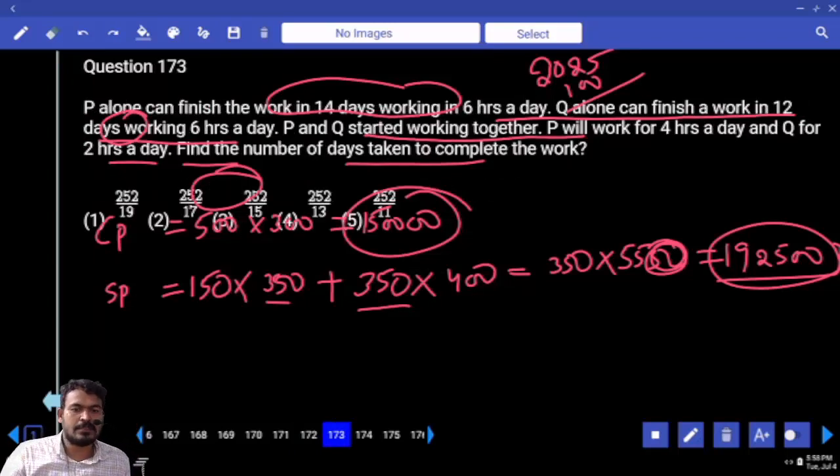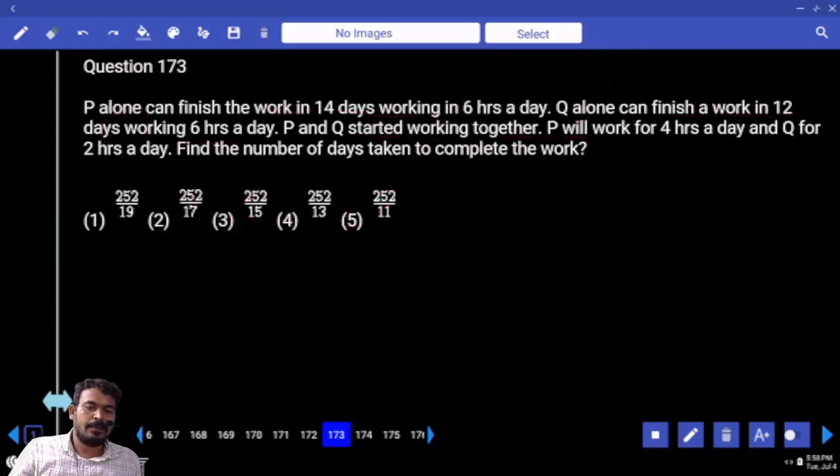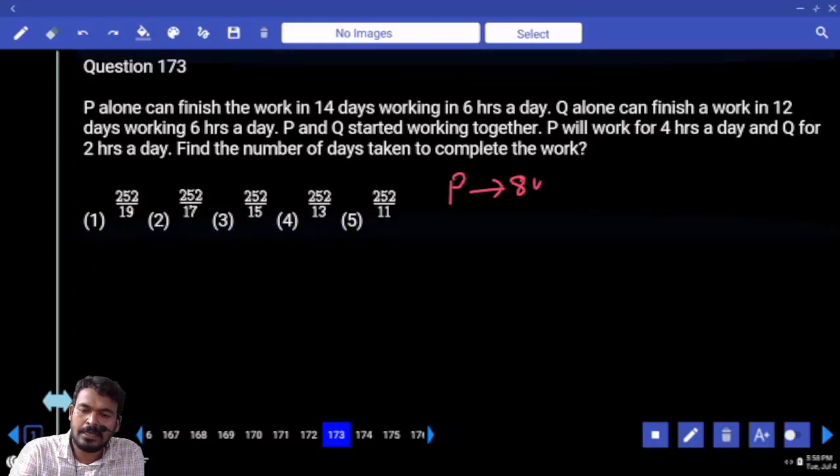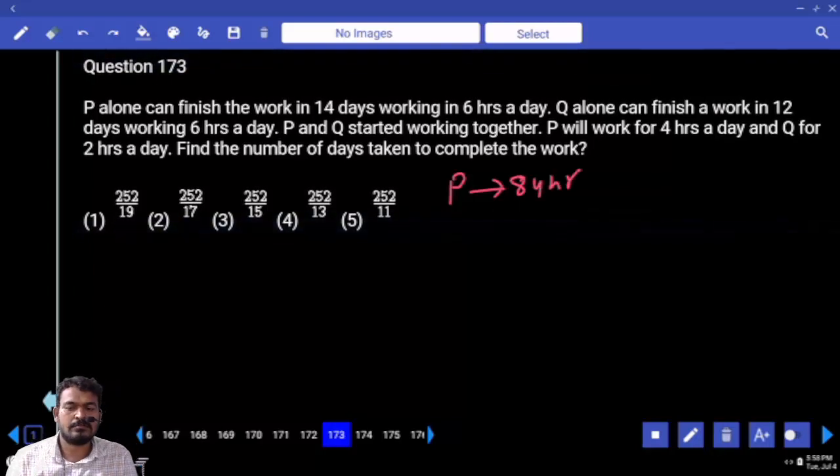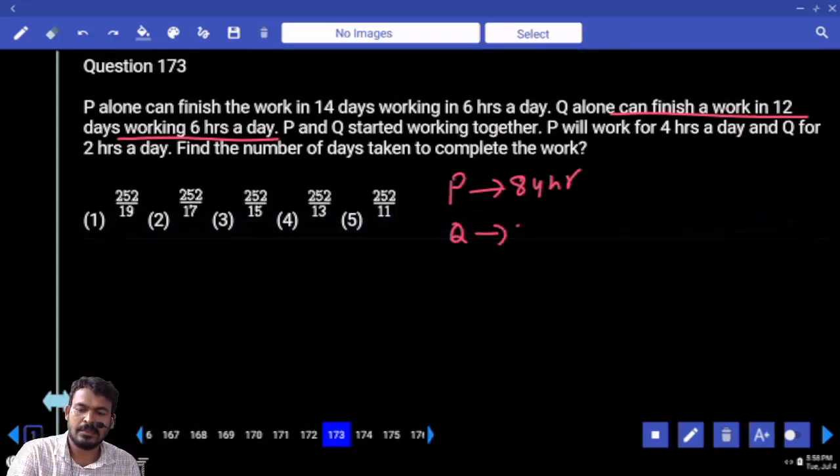Next question number 173. P alone can finish the work in how many days? 14 days, working 6 hours a day. Means what is the P total time? 84 hours, sir. Q alone can finish the work in 12 days, working 6 hours a day. Per day 6 hours, total work is completed 72 hours, sir.